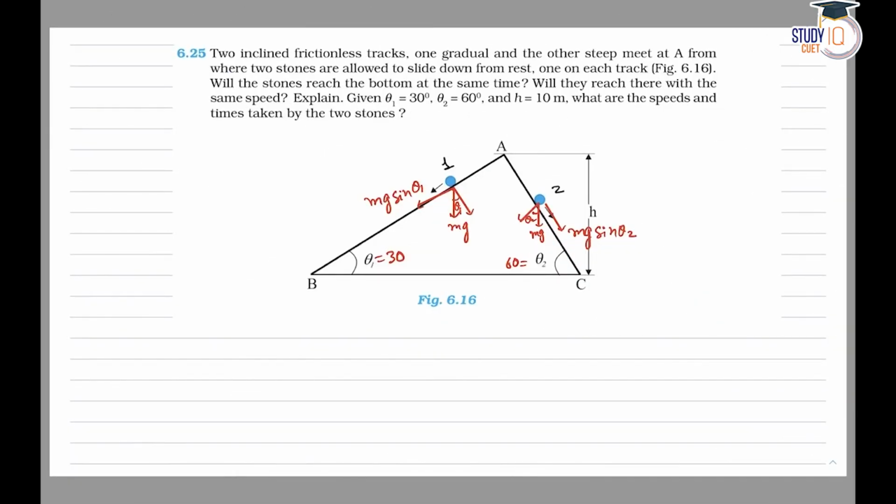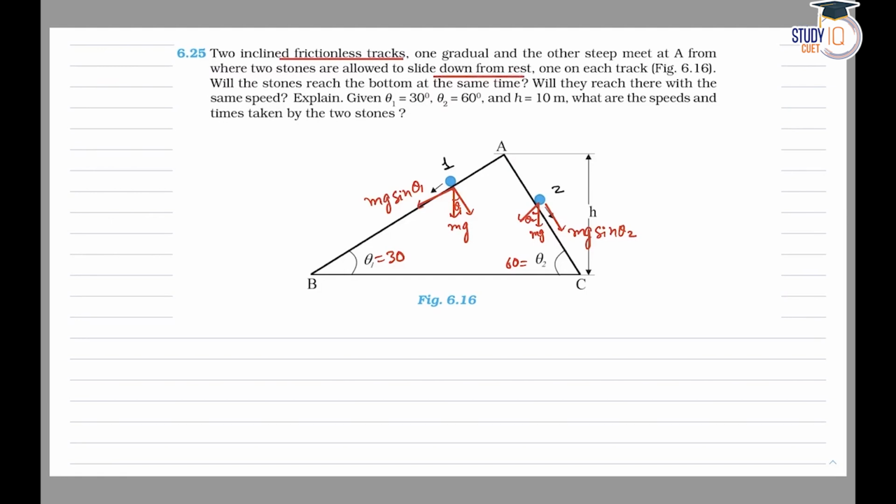NCERT Physics Class 11, 6th chapter, which is Work, Power, Energy, question number 6.25. In this, we are given two frictionless tracks. One is gradual, another is steep. They meet at a point from where two stones are allowed to slide down from rest.